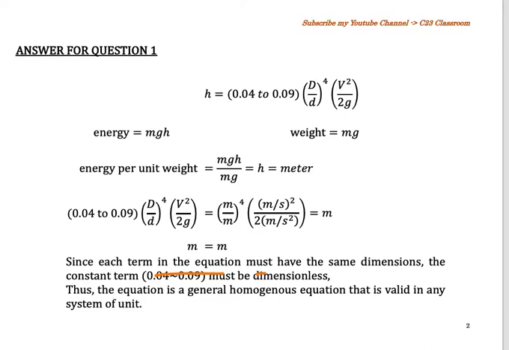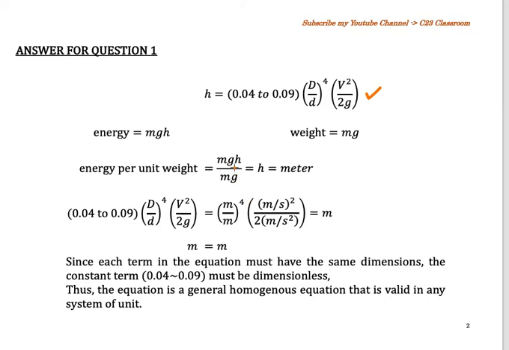So this is the answer for question number 1. This is the equation given in the question. So we have H equals 0.04 to 0.09 (d over D) to the power of 4 times V squared over 2g. And then the question asks about the energy per unit weight. So the simple way to define the unit for energy per unit weight is shown here.